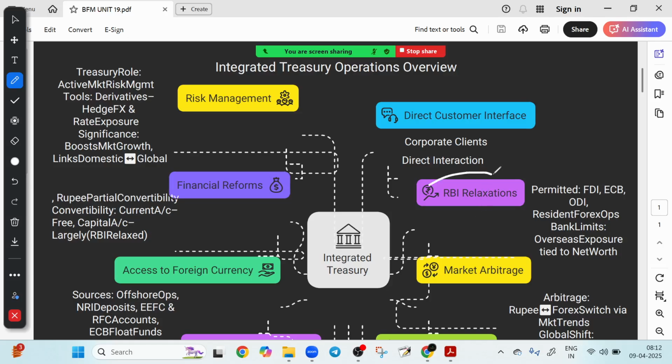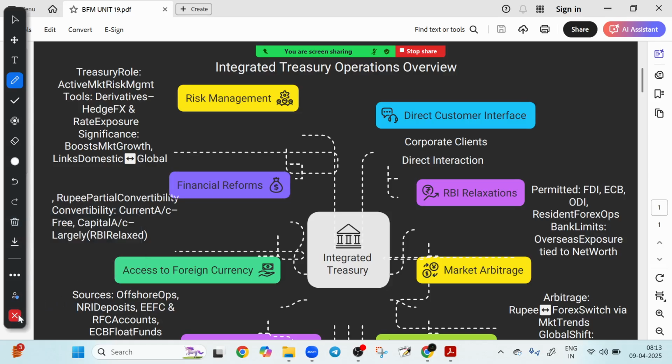If you look at the RBI relaxation here, as you can see, the RBI plays a vital enabling role. It permits mechanisms like FDI, foreign direct investment, ECB, external commercial borrowing, ODI, overseas direct investment. So these are some mechanisms which are permitted by the RBI. And also we have resident forex operation. Plus RBI allows overseas exposure, but with a smart limit tied to a bank's net worth.